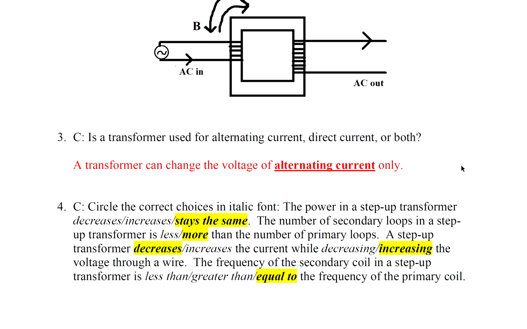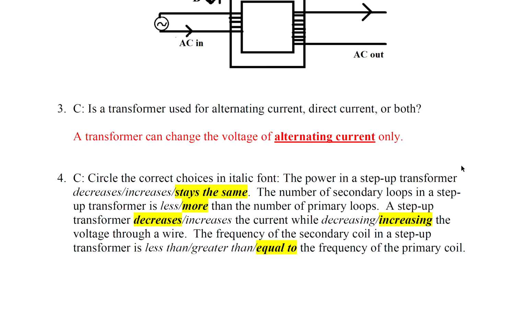Question 3. Is a transformer used for alternating current, direct current, or both? A transformer can change the voltage of alternating current only.